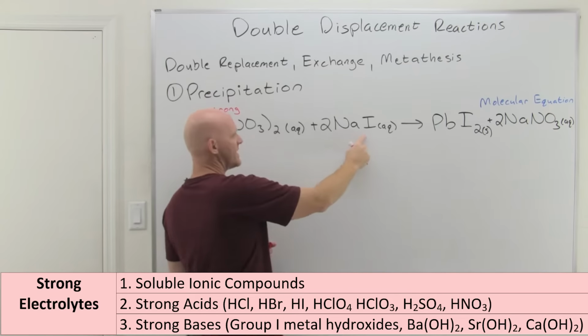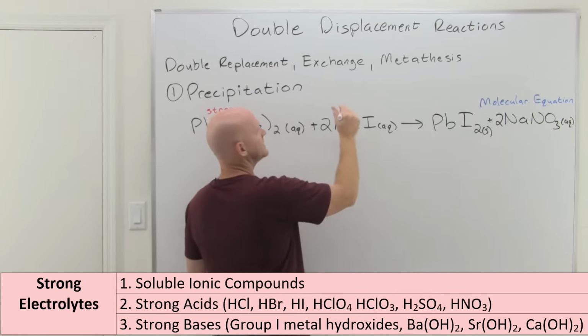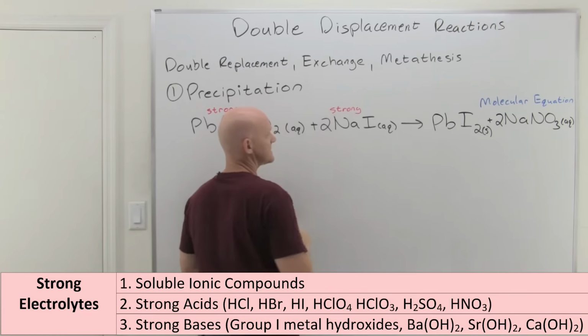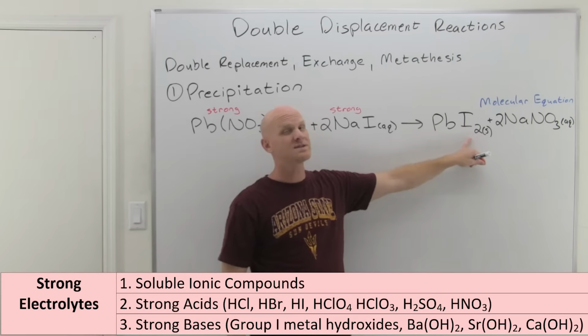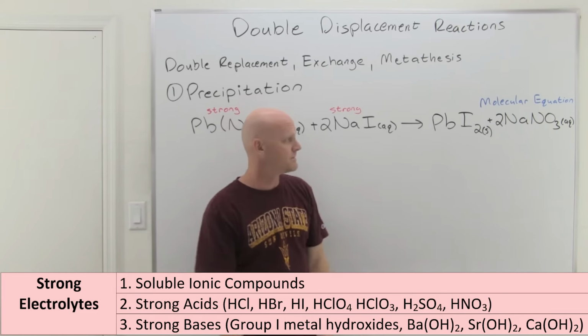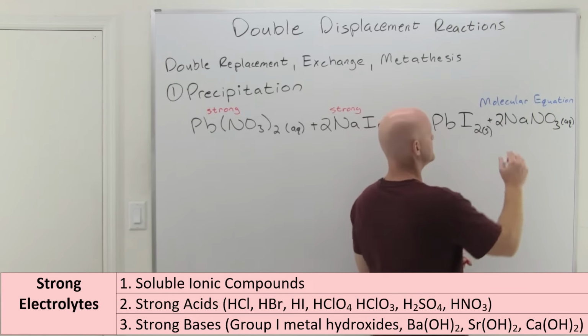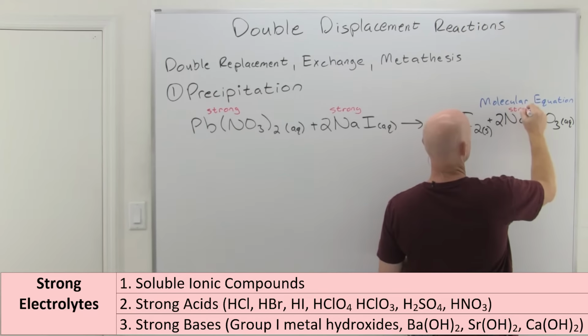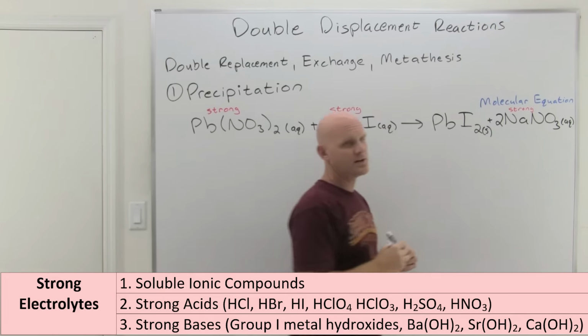Sodium iodide, same thing. It's ionic and it's aqueous, that means it's soluble, and so it's one of the soluble ionic compounds and is a strong electrolyte. But lead iodide, even though it's ionic, it is not aqueous, so it's not soluble. It is not a strong electrolyte. And then finally here with sodium nitrate, it is ionic, it's aqueous, it's one of the soluble ionic compounds, and so it is a strong electrolyte.